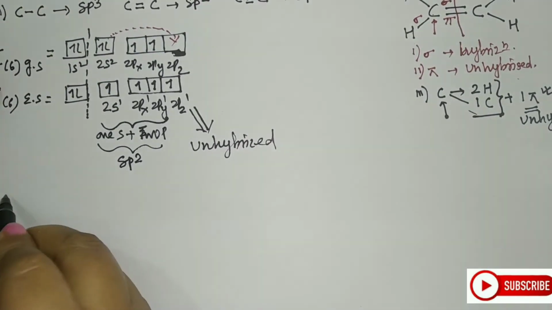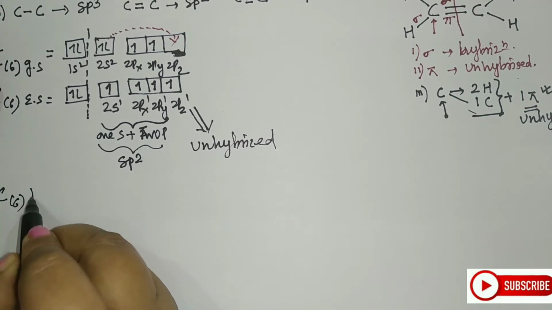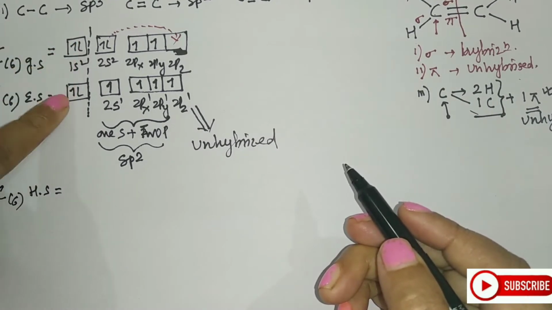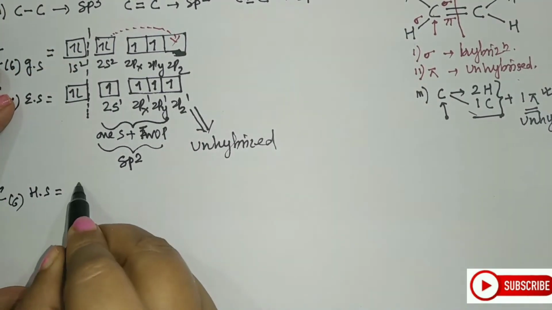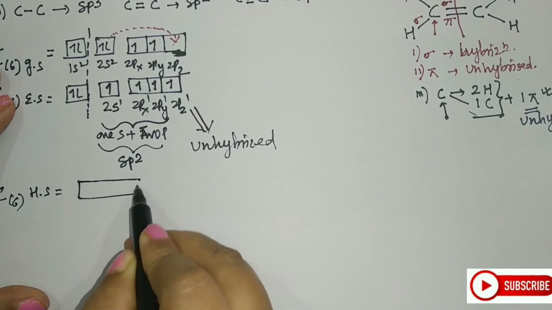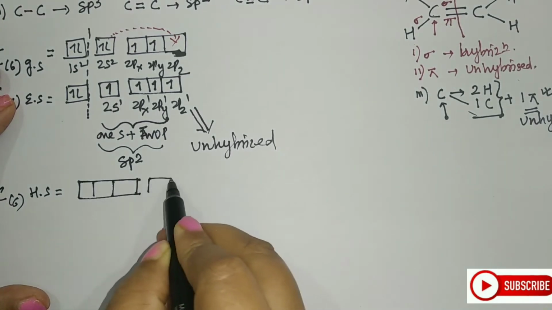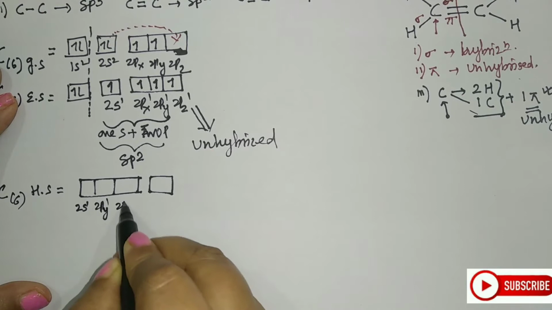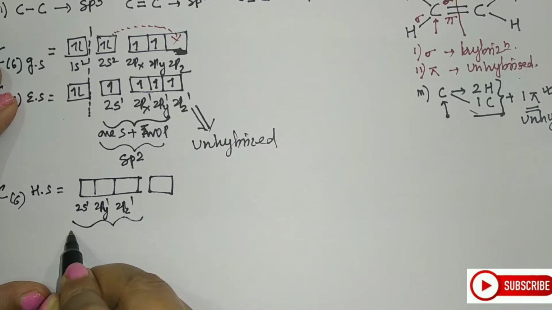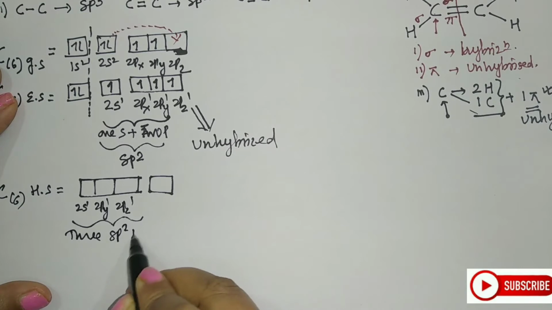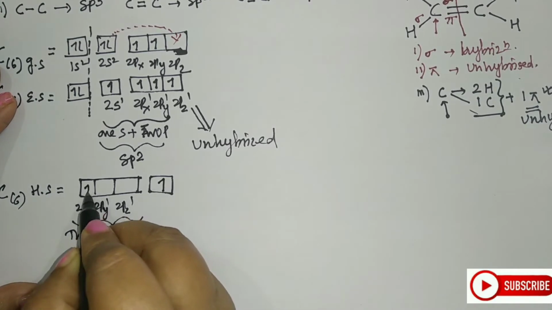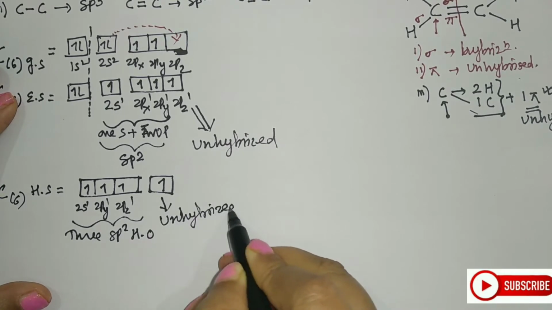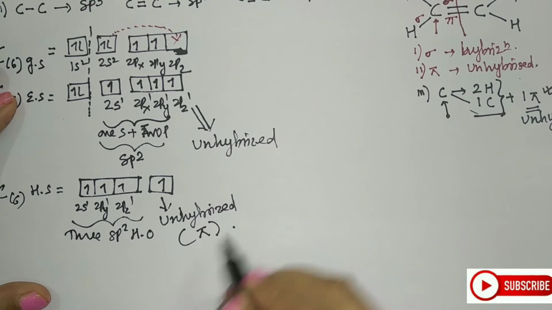So let us see what carbon will show in the hybridized state. In the hybridized state, I am not considering those orbitals because they are now non-bonding electrons here. So let us take the first three. What I have here is 2s1, 2py1, 2pz1. Now I will call them 3 sp2 hybrid orbitals, and this one electron will remain unhybridized. This unhybridized electron will form the pi bond.